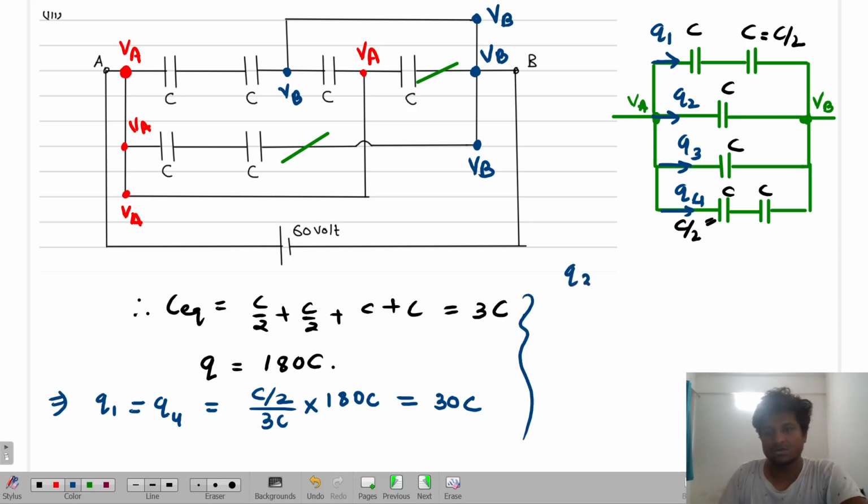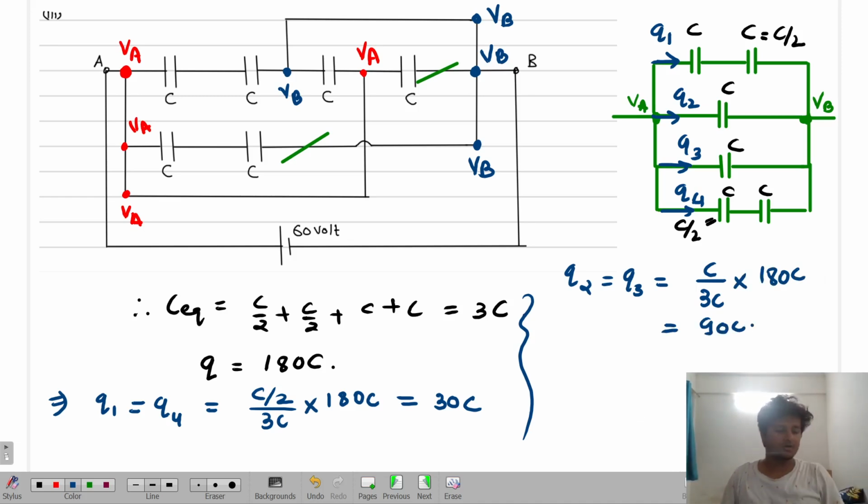Then in Q2 and Q3, it is how much? Basically you do. So here one is C, net capacitance is 3C. Then the total charge is 180C. So this is basically how much? 90C. Are you able to get me or not? 90 or 60? How much is it? 3 6s are 18, no? 60C. Got it?